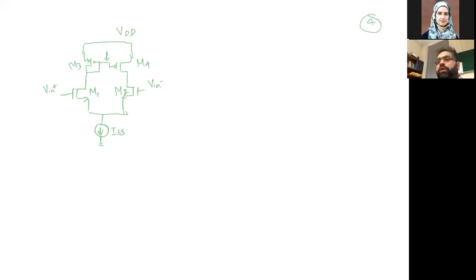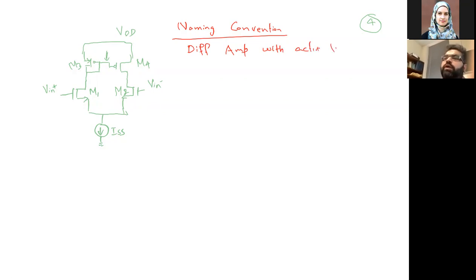Now there are a couple of points which we need to make about this amplifier. First, the naming convention before we move forward. Now we are seeing the circuit, and the naming convention is something we call a differential amplifier with active load. So what is meant by active load? We are using a current mirror here, which all of you can observe. This is a current mirror.